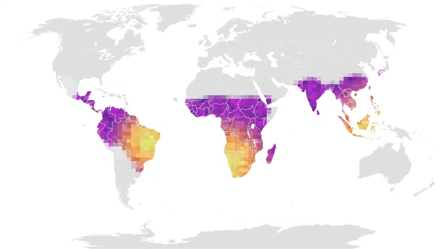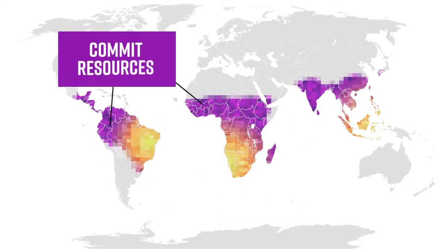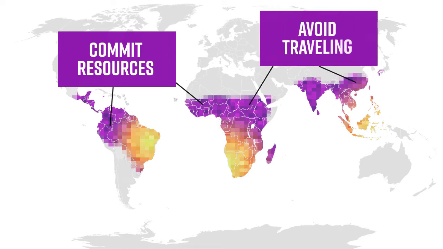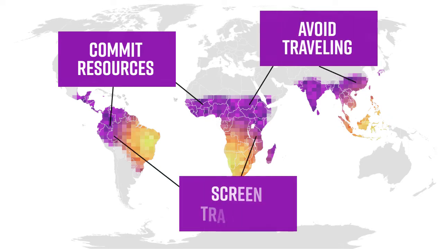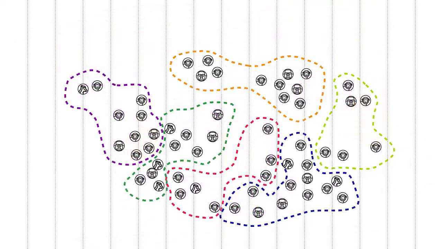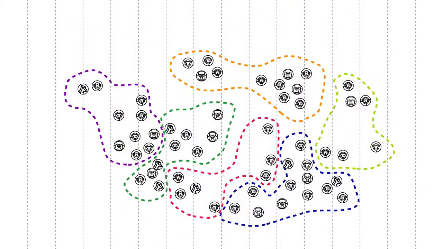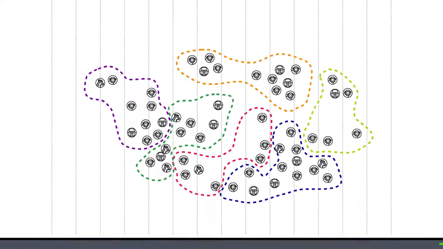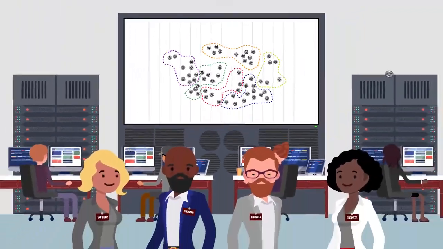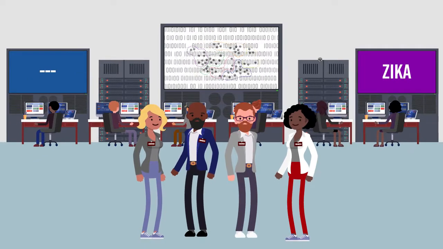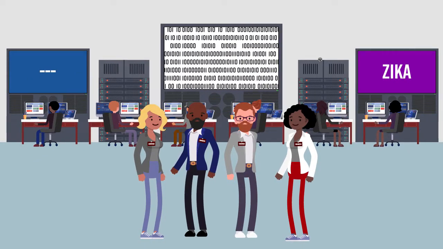This information could be used to decide where to commit medical resources, where to avoid traveling to, or where to more carefully screen travelers from. This project required engineers to create the algorithm which processed the data sets through machine learning and statistical signal processing techniques. But the potential of signal processing doesn't stop there.